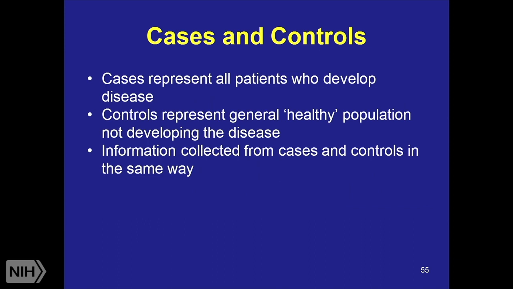Again, these cases are supposed to represent all patients who develop disease. Your controls should represent a general, I'm going to call them a healthy population. They may not be all that healthy, but a non-diseased population. And the information has to be collected in the same way. If I have people who have cervical dysplasia, and I'm going to take a biopsy of that, those are my cases. The people who don't have dysplasia, am I allowed to take a biopsy? Where do I take the biopsy? You've got to think about how you're collecting this information.